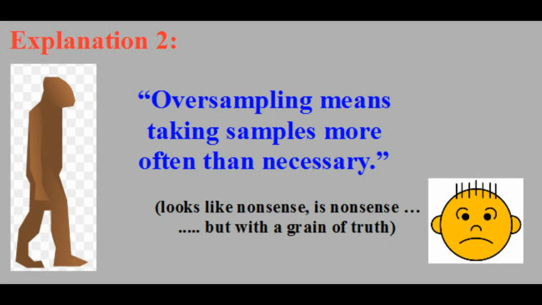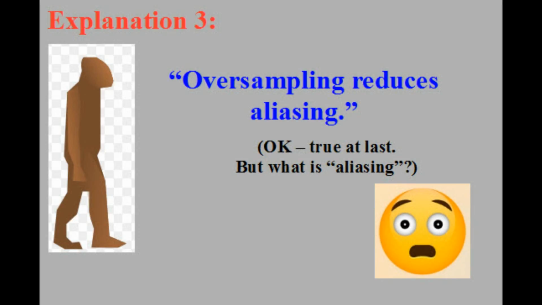Let's try another one. Explanation 2. Oversampling means taking samples more often than necessary. Sounds like nonsense. Is nonsense, but with a grain of truth. Alright, so what about that? Explanation 3. Oversampling reduces aliasing. Okay, true at last, but what is aliasing? Well, I'd like to explain the phenomenon of aliasing, at least a bit more in depth.